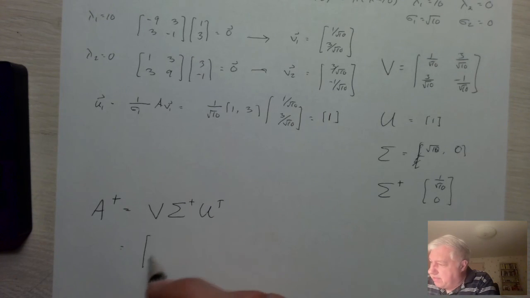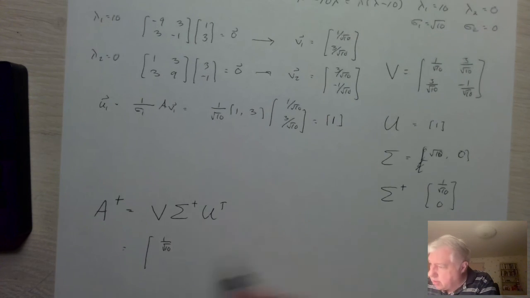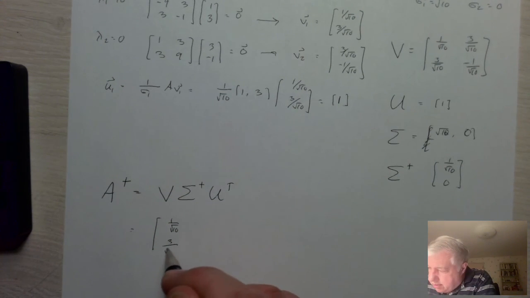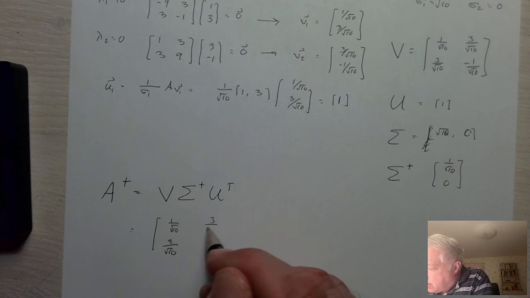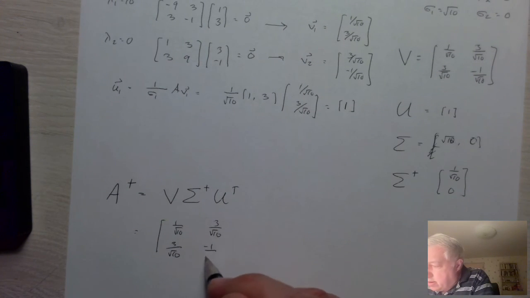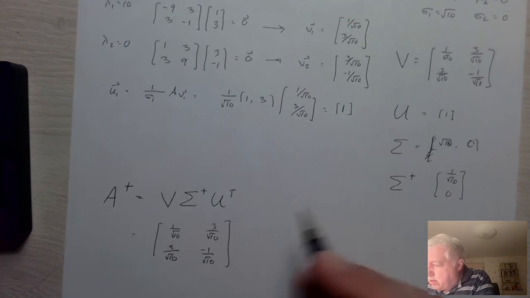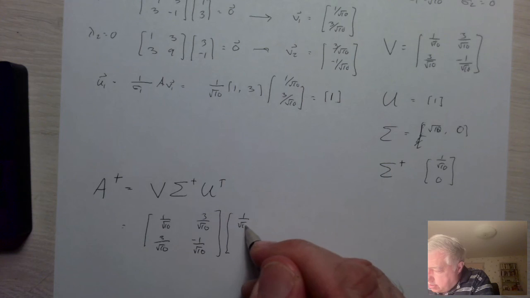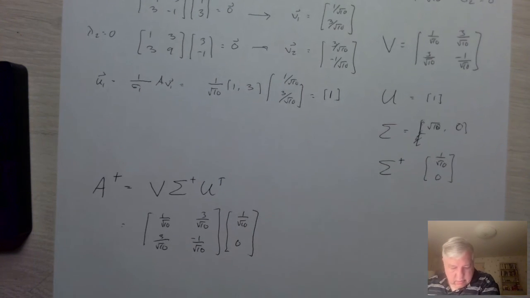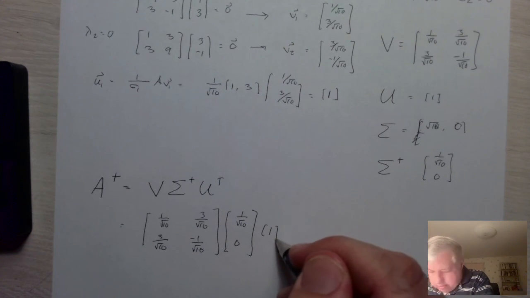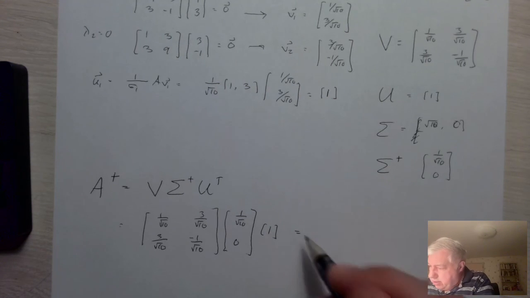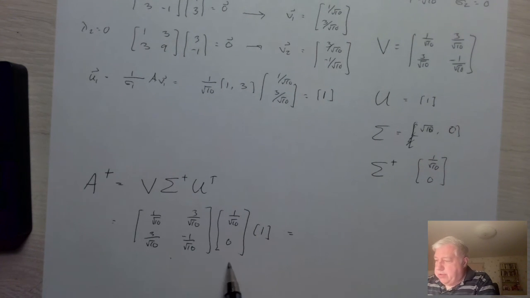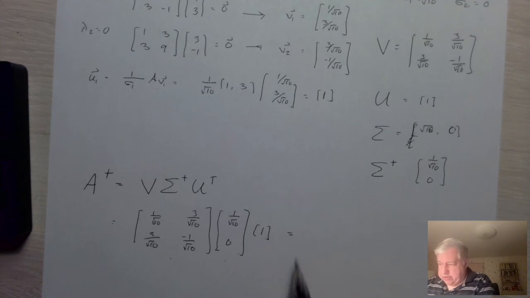So this is going to be V times sigma plus, times 1. Again, this is 2 by 2, this is 2 by 1, this is 1 by 1. So our final answer is going to be 2 by 1.